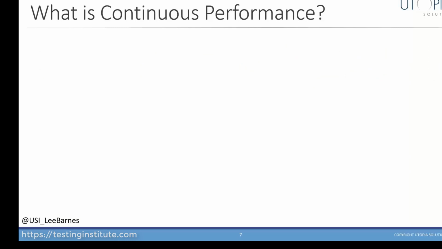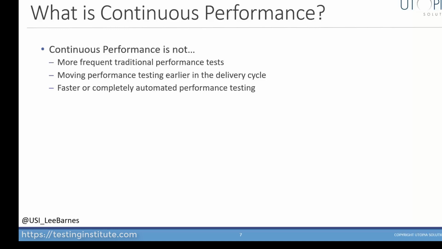So if what we think we're searching for is continuous performance, what is that? And maybe it's best to start out with what it is not. As we just talked about, it's not more frequent traditional performance tests. Those just don't fit within the context of a delivery cycle. It's not moving performance testing earlier in the delivery cycle, right? It's not just that, certainly. And it's not faster or completely automated performance testing, although certainly automation would be a component of this, as we'll see.